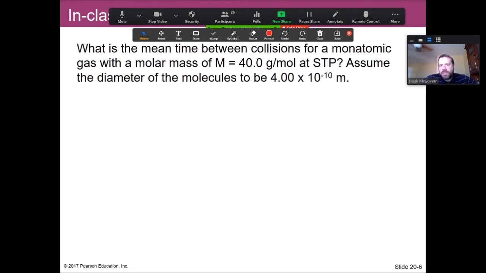What is the mean free time between collisions for a monatomic gas with a molar mass of 40 grams per mole at STP? So the diameter of the molecule would be 4 times 10 to the minus 10. All right, try to work it out. Not too challenging, but I'm going to give you a little more than 5 minutes.